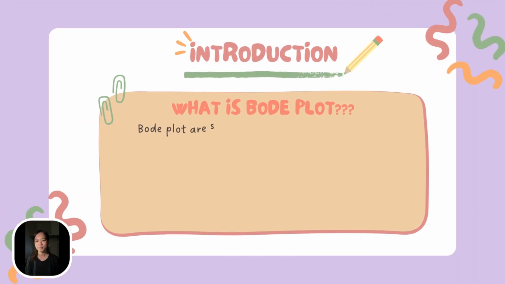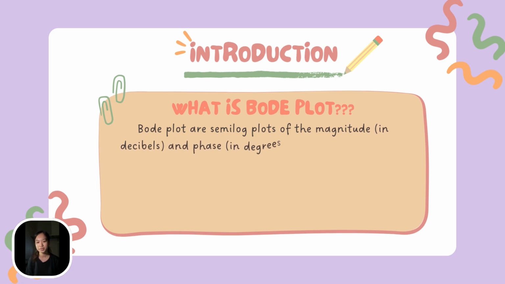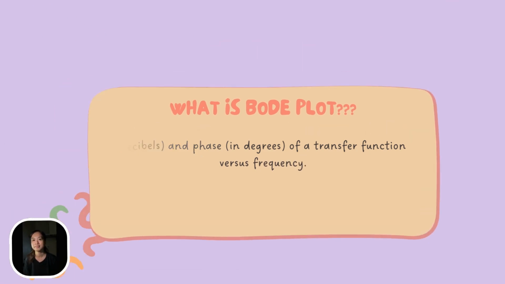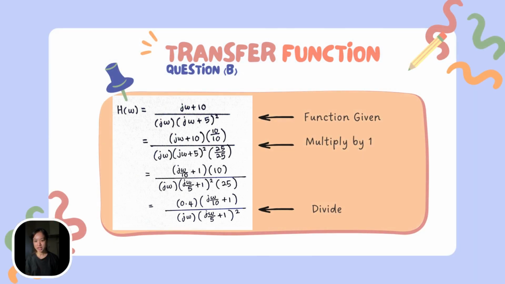Next is Bode plot. Bode plots are plots of the magnitude in decibels and phase in degrees of a transfer function versus frequency. I'm going to show you how to change a function from standard form to transfer function. So this is the given function: j omega plus 10 over j omega times (j omega plus 5) squared.